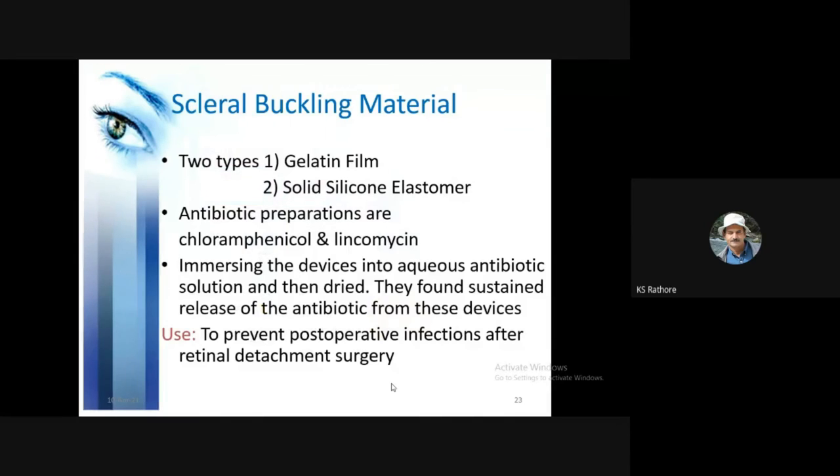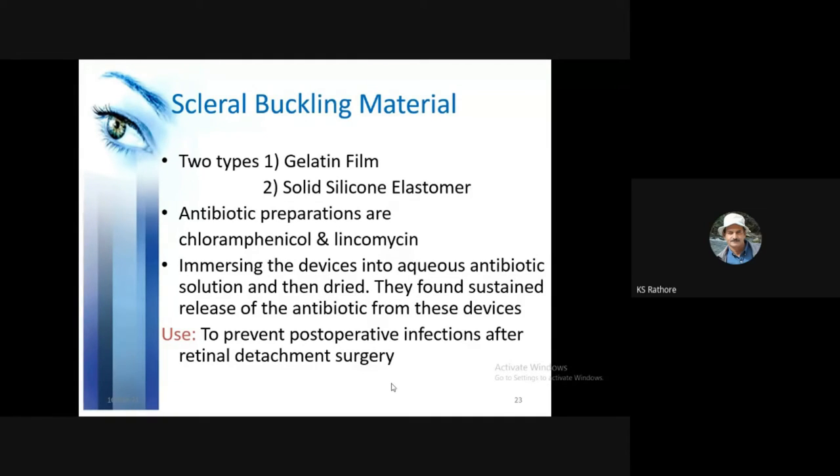Next is scleral buckling material. These are two types: one is gelatin film and the other is solid silicone elastomer, solid silicone rubber, that is used for buckling material. Some antibiotic preparations like chloramphenicol, lincomycin, and the latest fourth generation quinolones, like gatifloxacin or moxifloxacin, are available in the scleral buckling material form.